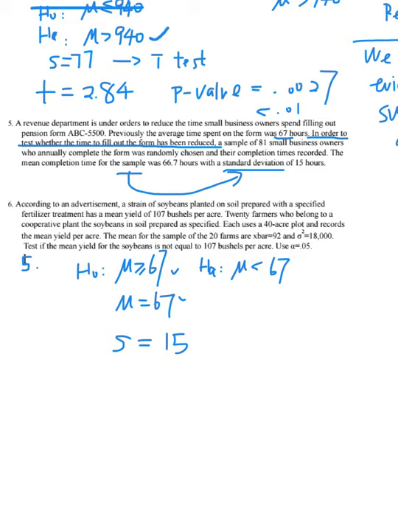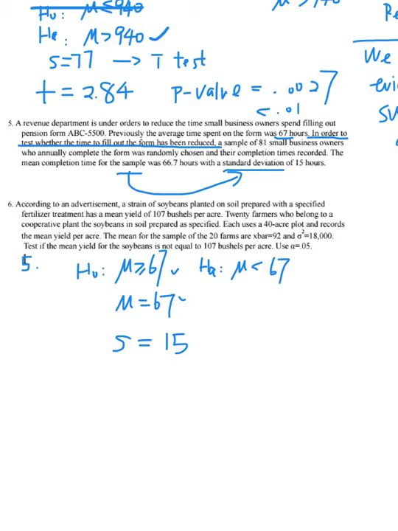And the same as before, we can use our calculator to help us. So press stat, and then highlight the test, and then choose t-test. Input the value for mu sub 0 equals 67. Input the value for x bar. What is the value for x bar? The sample mean is 66.7 and the sample standard deviation 15 hours. The sample size, a sample of 81 small business owners, so sample size is equal 81.